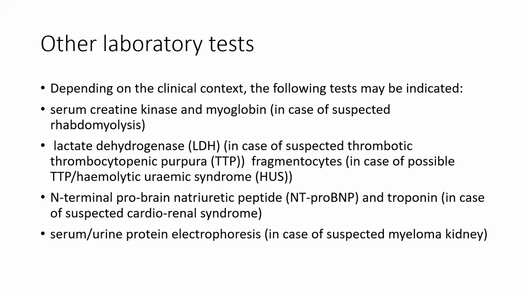Now, the other lab tests. Depending on the clinical context, the following tests may be indicated: serum creatine kinase and myoglobin in case of suspected rhabdomyolysis, lactate dehydrogenase in case of suspected TTP, that is thrombotic thrombocytopenic purpura, and fragmentocytes in case of possible TTP and hemolytic uremic syndrome, and N-terminal pro-BNP and troponin in case of suspected cardiorenal syndrome, serum and urine protein electrophoresis in case of suspected myeloma kidney.